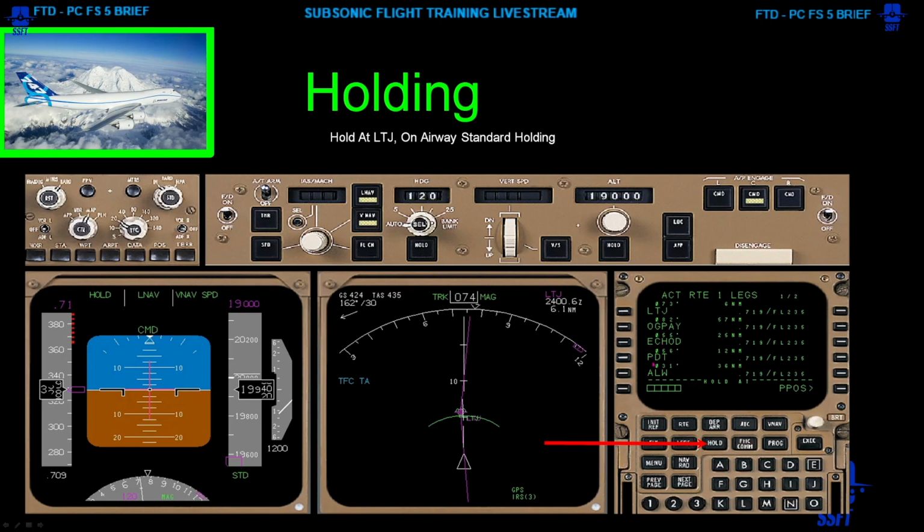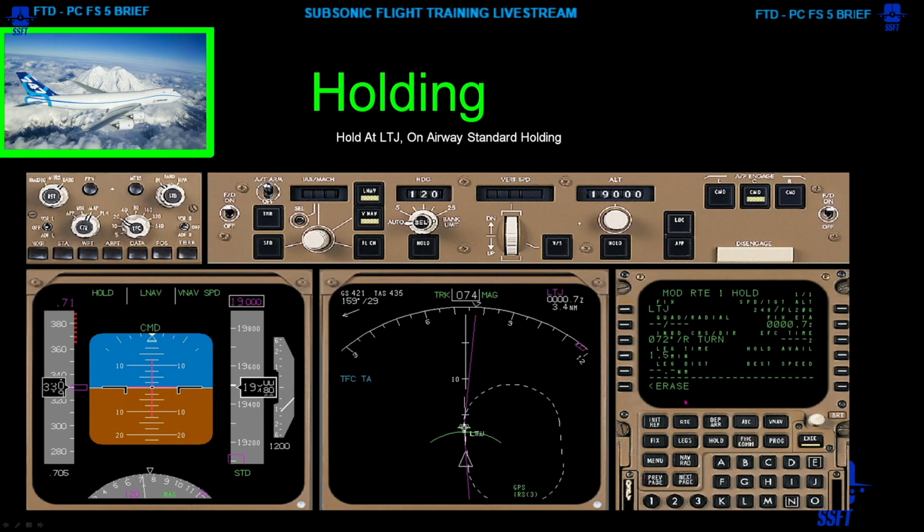So we want to hold at Klickitat. So we're going to bring down Lima Tango Golf, or Lima Tango Juliet, into the scratch pad and into the boxes. They've already done that here. And then you'll notice it'll create a holding pattern along our inbound course with right turns, standard holding. It always defaults to our inbound course with standard holding, which is right turns. Now, if we don't want that, we can change it. But in this case, that's what we're going to want.